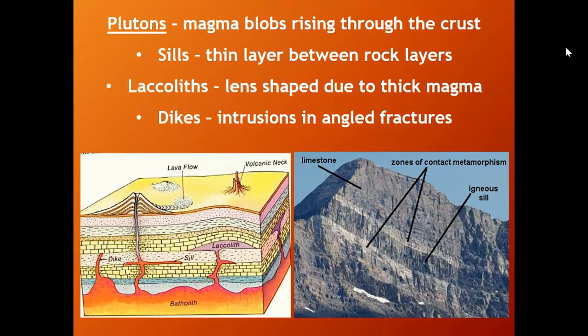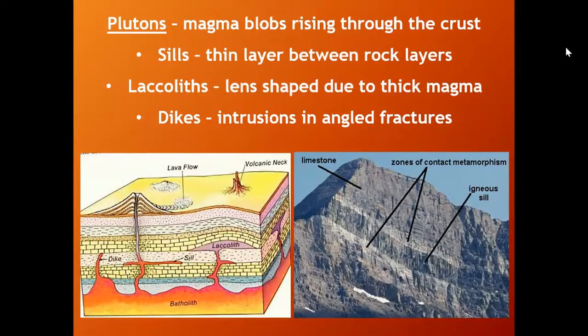There are sills, which are thin layers between rock layers. So magma will burn its way in between rock layers, maybe burn out that layer that's weaker or more easily melted. Laccoliths are where magma pushes its way in between layers and raises the layers above it up, creating a little bit of a dome above it. We talked about dome mountains, oftentimes formed by laccoliths. Remember the Black Hills and the Adirondack Mountains.